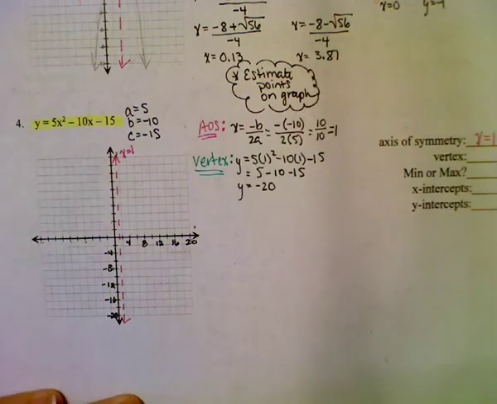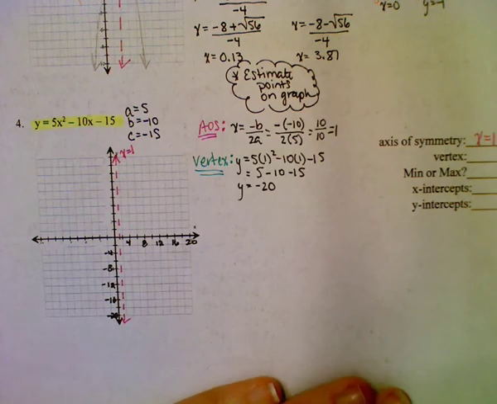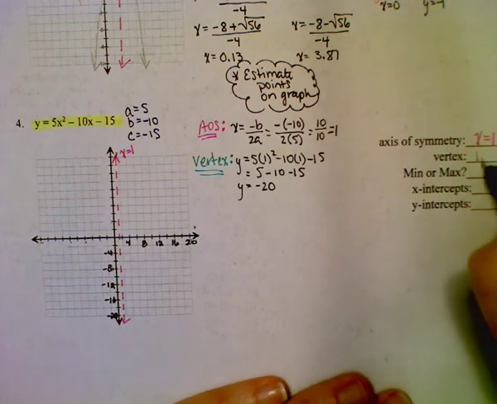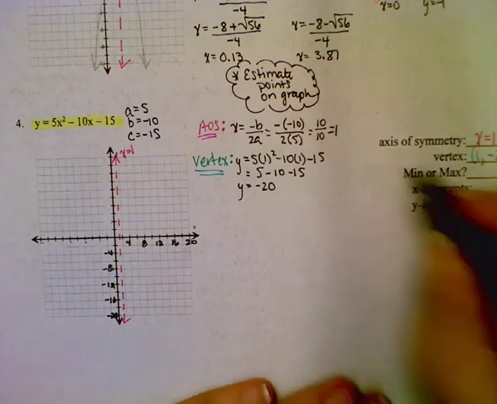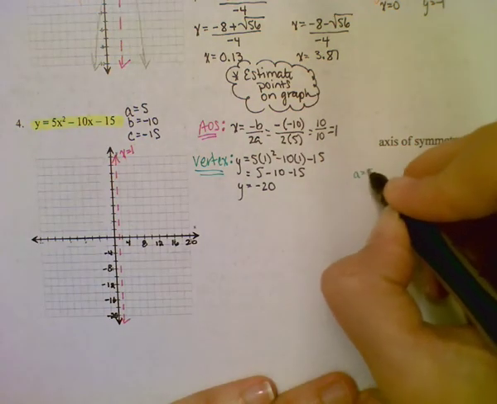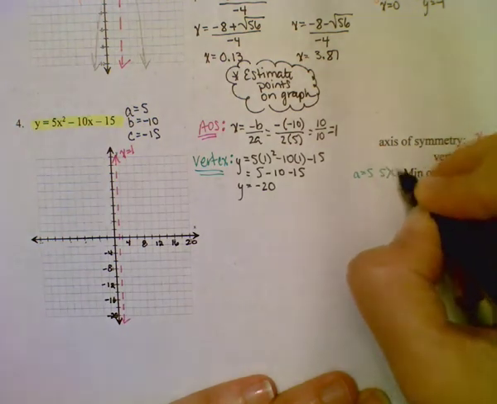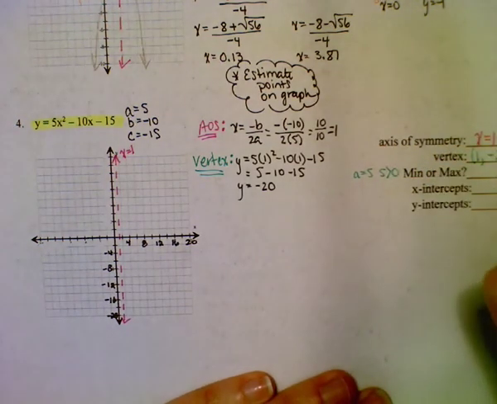So my vertex is at 1, -20. And if I look at my a value, a is 5. That's a positive number. 5 is greater than 0. That means that's going to be a minimum.